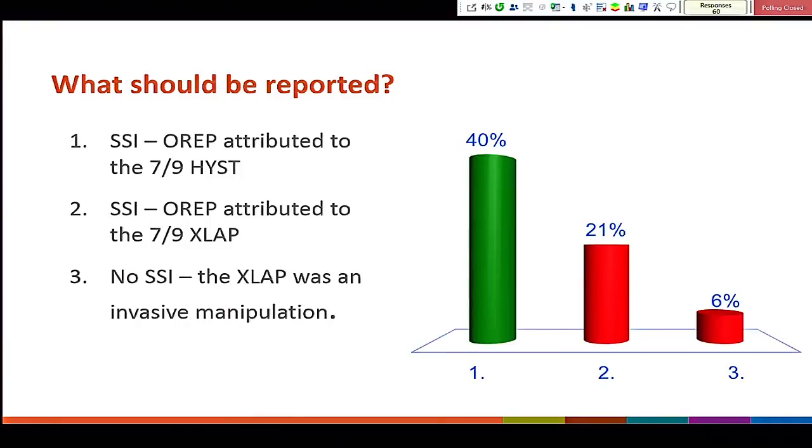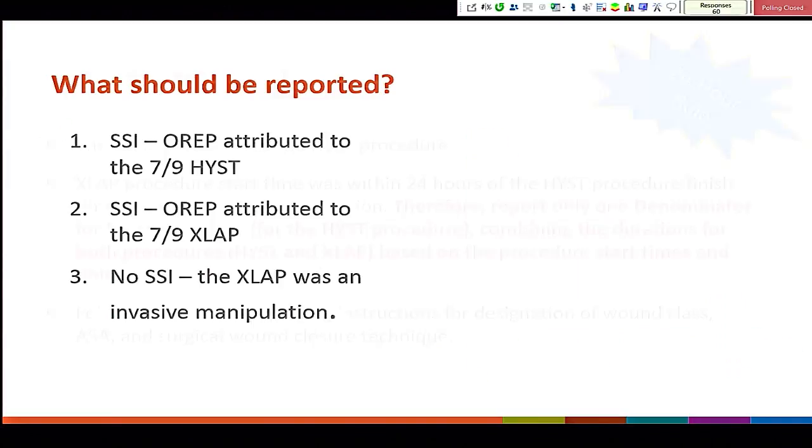I know it's tough because we want to take more time with this, but in the interest of time, I'm going to have to close the poll out, and let's just talk about it. I'm very proud of you. This is an OREP attributed to the 7-9 HIS procedure.